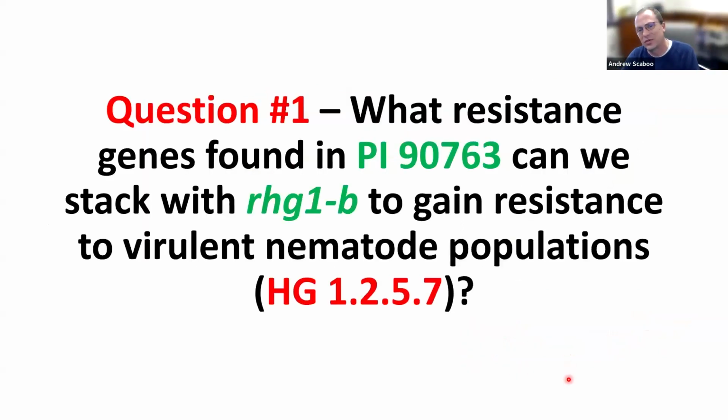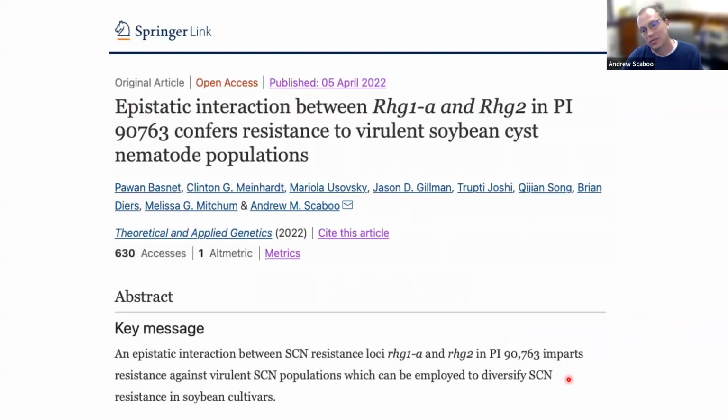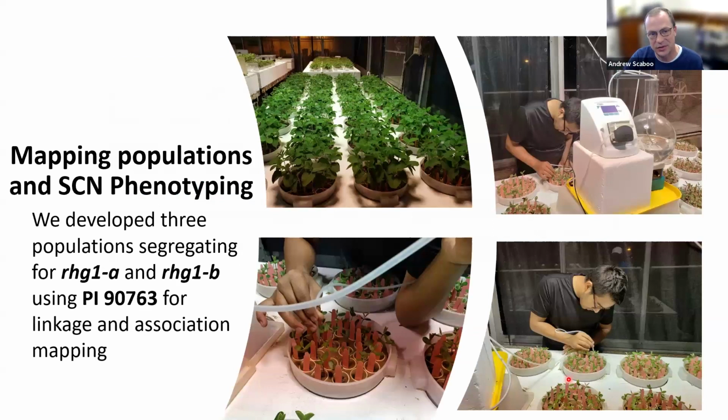So our first research question was, we have this RHG1B gene. What genes can we stack in 9763 to gain resistance? We published this a few years ago now. Paul Bassnett was my PhD student.